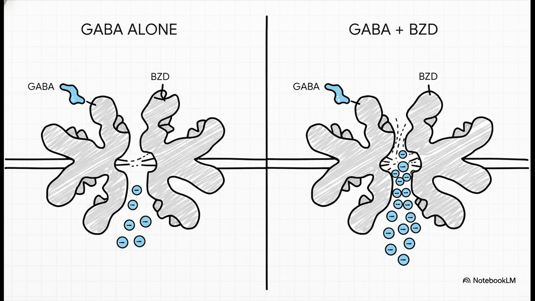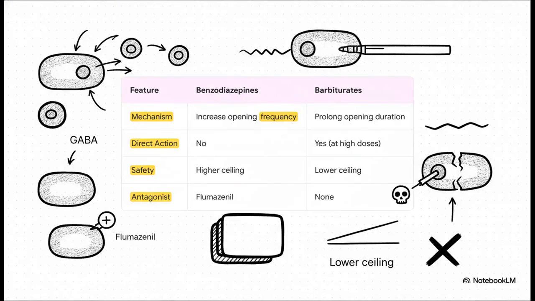Flick. What the BZD does is it binds to its own VIP site and makes the channel open more frequently whenever GABA is around. So now it's flicker, flicker, flicker, flicker. You see? It's just a helper. It makes the brain's natural brake pedal much more efficient. And this table shows you exactly why BZDs were such a huge step up from the older barbiturates. BZDs increase the frequency. Barbiturates increase the duration. They hold the gate open for longer. But here's the dangerous part.